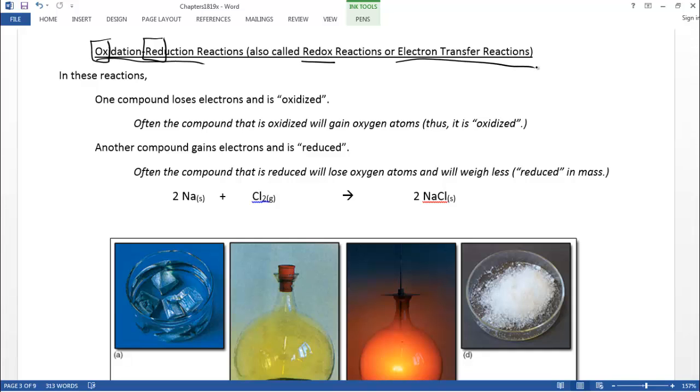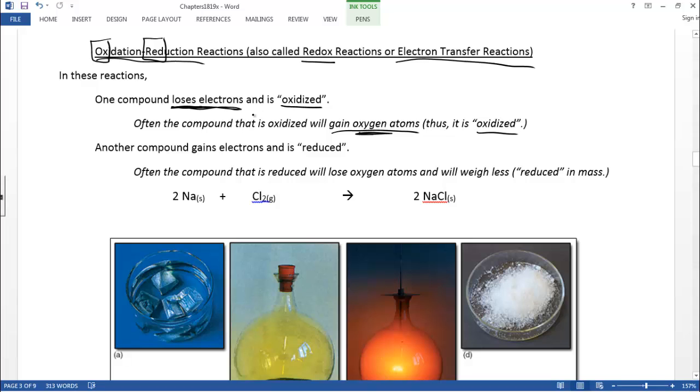In these reactions, we say one compound is going to lose electrons, and that compound is said to be oxidized. Where did that name come from? Well, oftentimes during an oxidation-reduction reaction, the compound that ends up losing electrons will then gain oxygen atoms. And with more oxygens, we would say it's been oxygenated or oxidized. Has more oxygen atoms, but not every time.